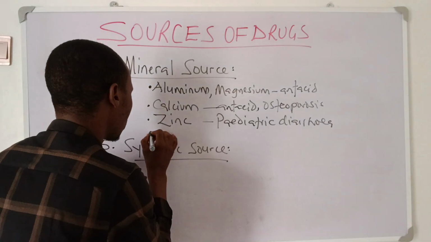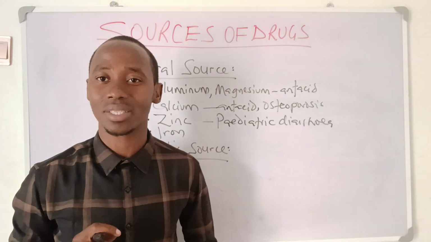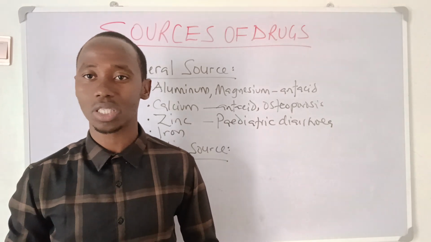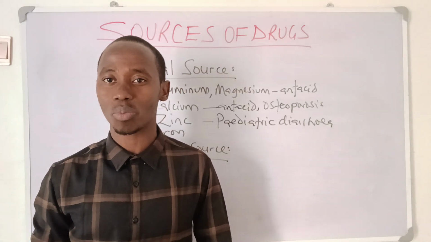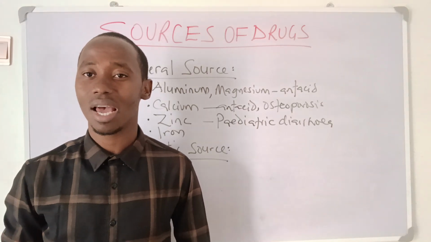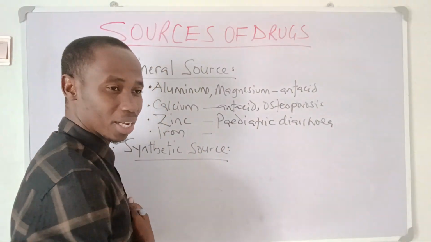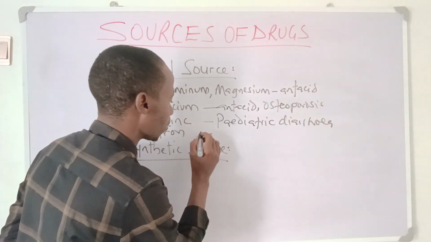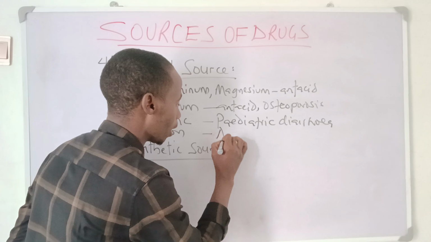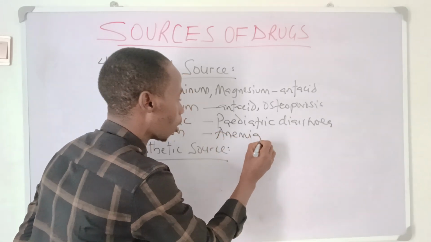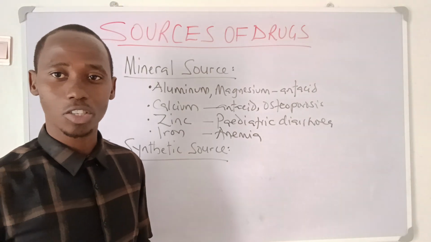Then another example is iron. I think a good example we can cite here is the use of ferrous sulfate, which is very common in our clinical settings. This iron is commonly used to manage what is called iron deficiency anemia, which is very common in pregnant women. So we give them iron in order to manage this condition, anemia. All these are examples of mineral substances that are used as drugs.